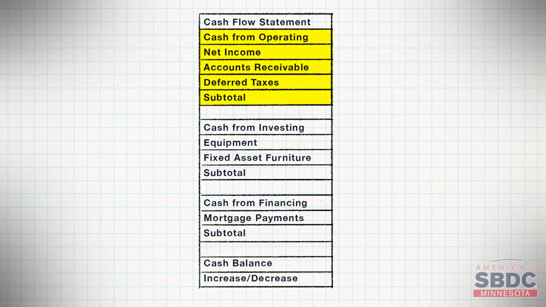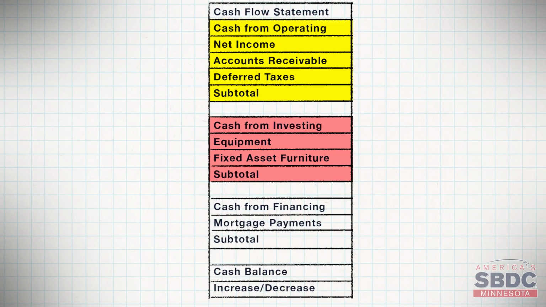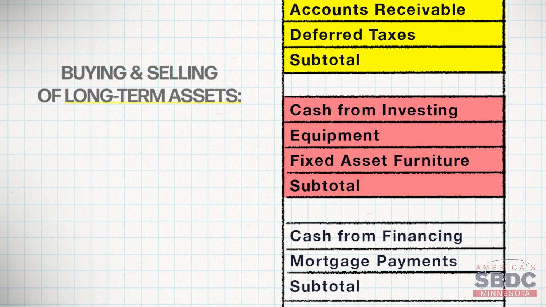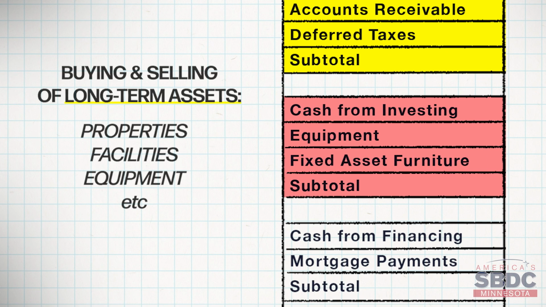After calculating cash flows from operating activities, you will need to calculate cash flows from investing activities. This section of the cash flow statement details cash flows related to the buying and selling of long-term assets like properties, facilities, and equipment. Keep in mind that this section only includes investing activities involving free cash, not debt.